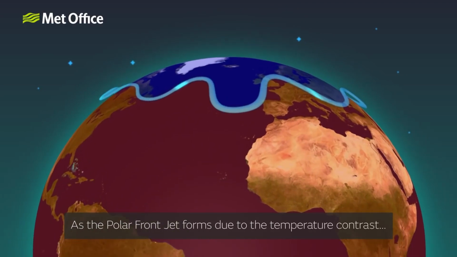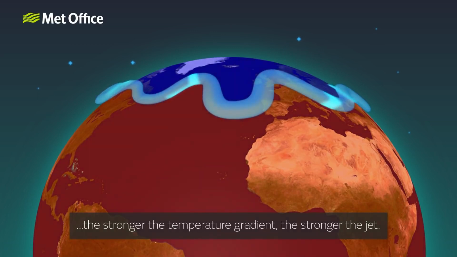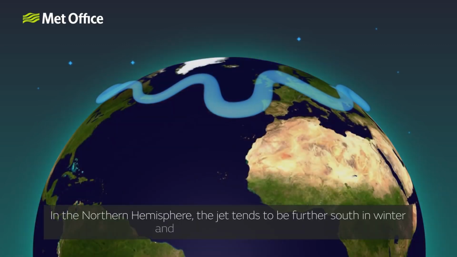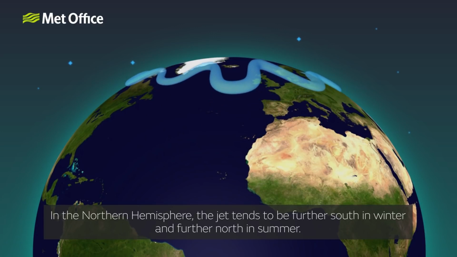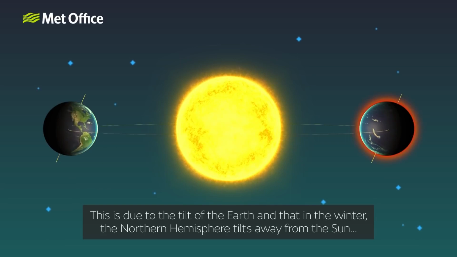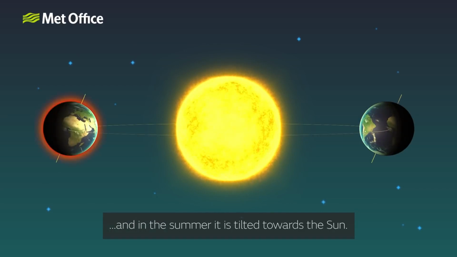As the polar front jet forms due to the temperature contrast, the stronger the temperature gradient, the stronger the jet. This means that the jet is stronger in the winter than the summer as the poles cool during the winter months, increasing the temperature contrast. In the northern hemisphere, the jet tends to be further south in winter and further north in summer. This is due to the tilt of the Earth, and that in the winter, the northern hemisphere is tilted away from the sun, and in the summer, it is tilted towards the sun.